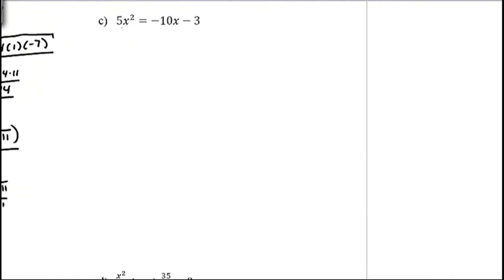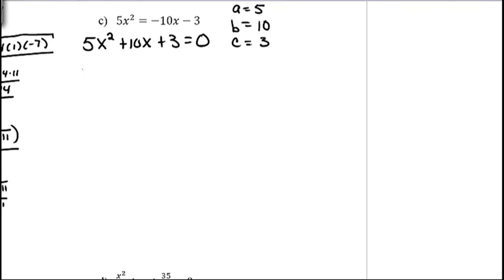Our next example here, 5x squared equals negative 10x plus 3. Again, we want everything on one side, so we're going to add 10x and add 3 to both sides. That will give us 5x squared plus 10x plus 3 equals 0. So our a this time is going to be 5, the number in front of x squared here. And then our b is going to be 10, it's the number right in front of x. And then c is going to be positive 3.